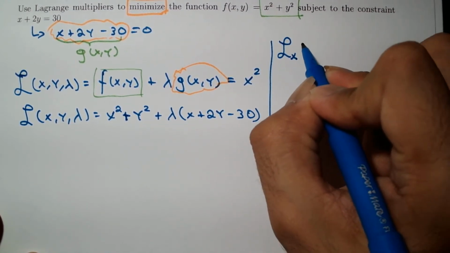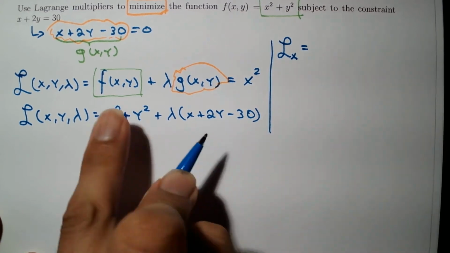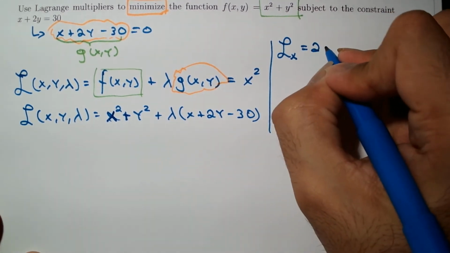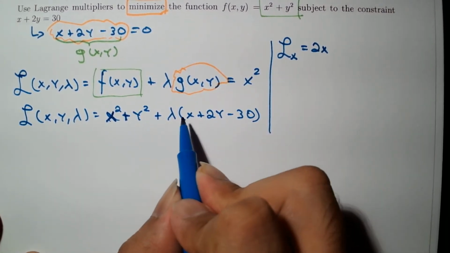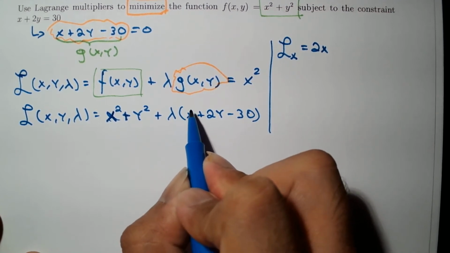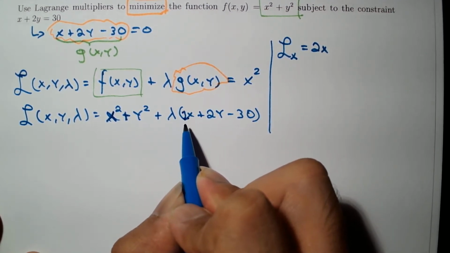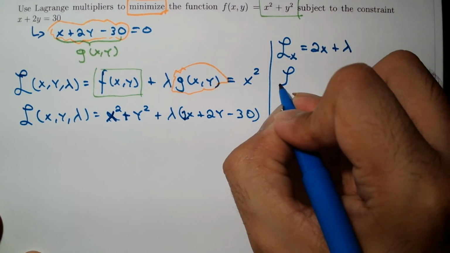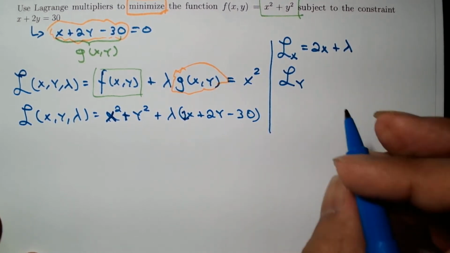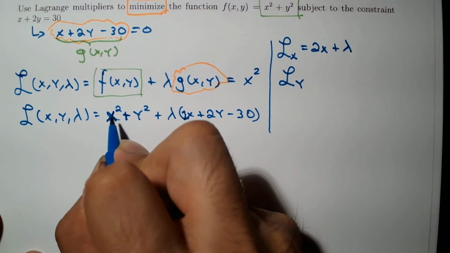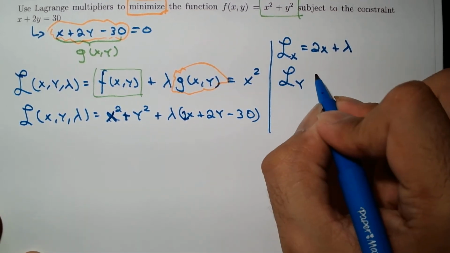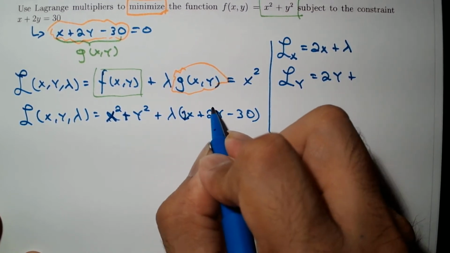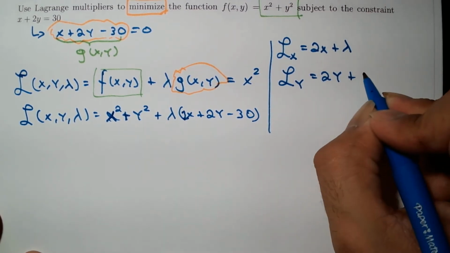So partial derivative of L with respect to x. The derivative of x squared is 2x. This is going to be 0, and then inside of the parentheses, the derivative of x is the invisible 1 that we can see here. But this is 1 times lambda, which is lambda. The partial derivative of L with respect to y, it's going to be 0 over here because it's x squared, and then 2y plus the derivative of 2y, which is 2 times lambda.